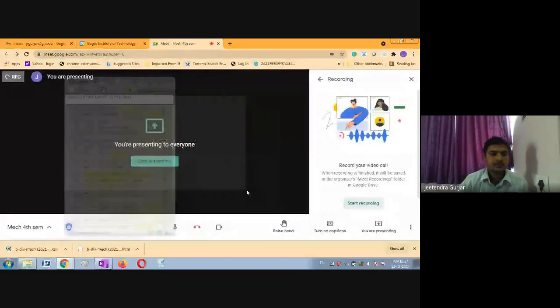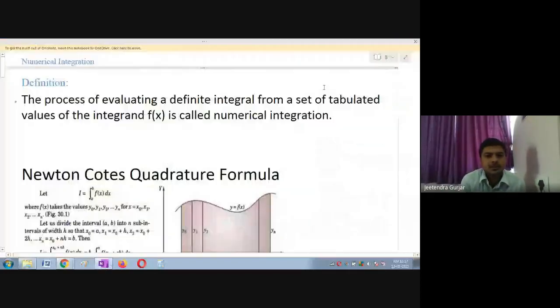Okay, so here we are in numerical integration. We'll just go to the definition. The process of evaluating a definite integral from a set of tabulated values of an integrand f of x is called numerical integration. So what this says is that you are not going to use the integral sign, meaning you are not going to use the actual integration, but by using some data you are going to calculate the integral value. This is the very good application that we are going to find here.